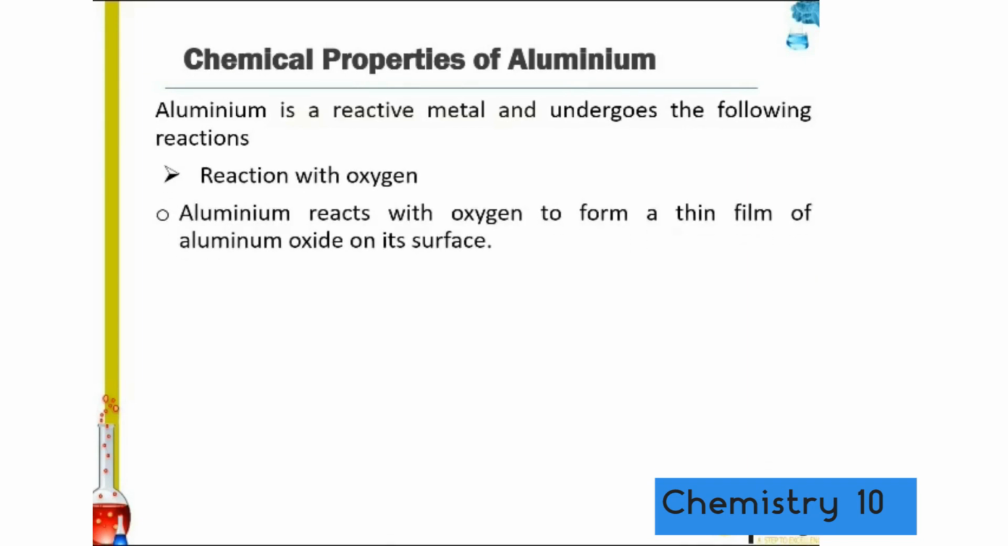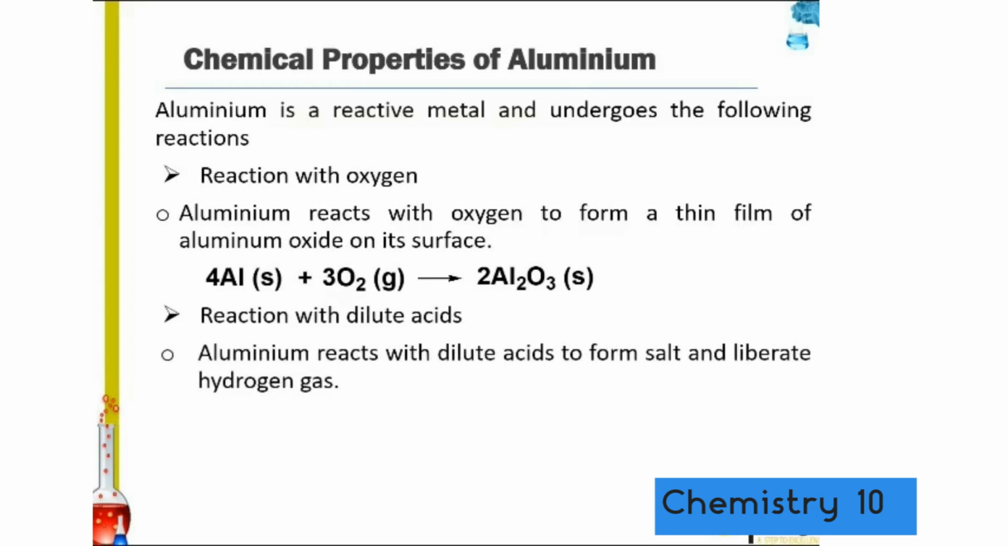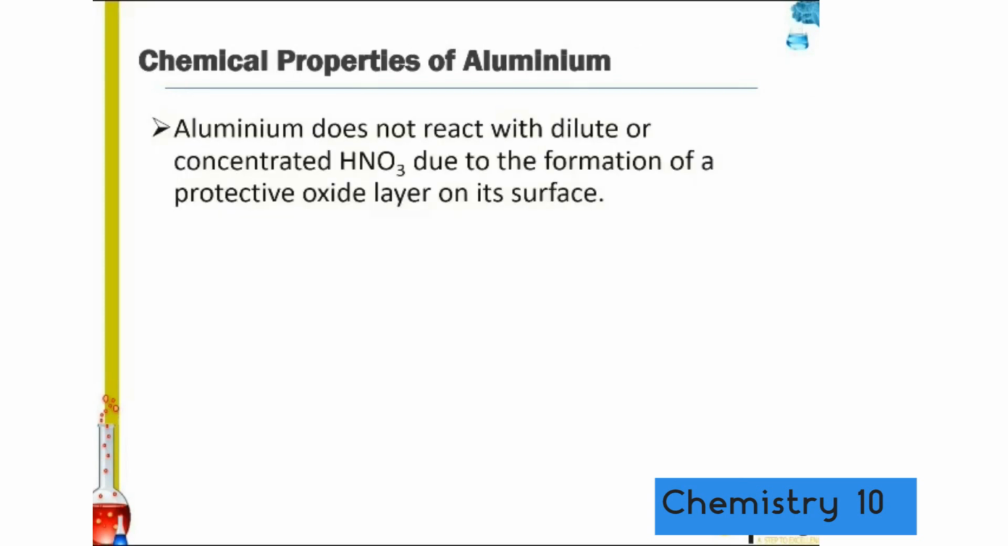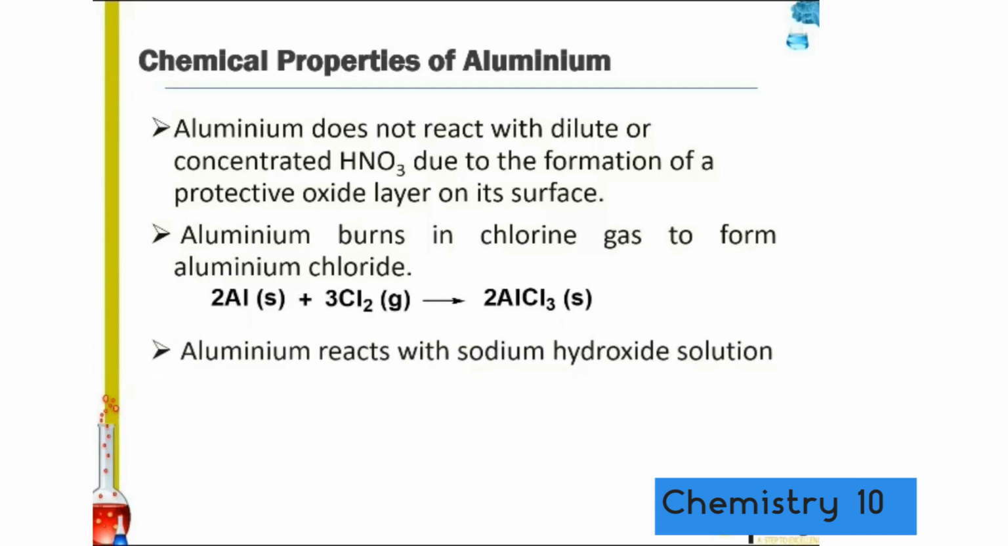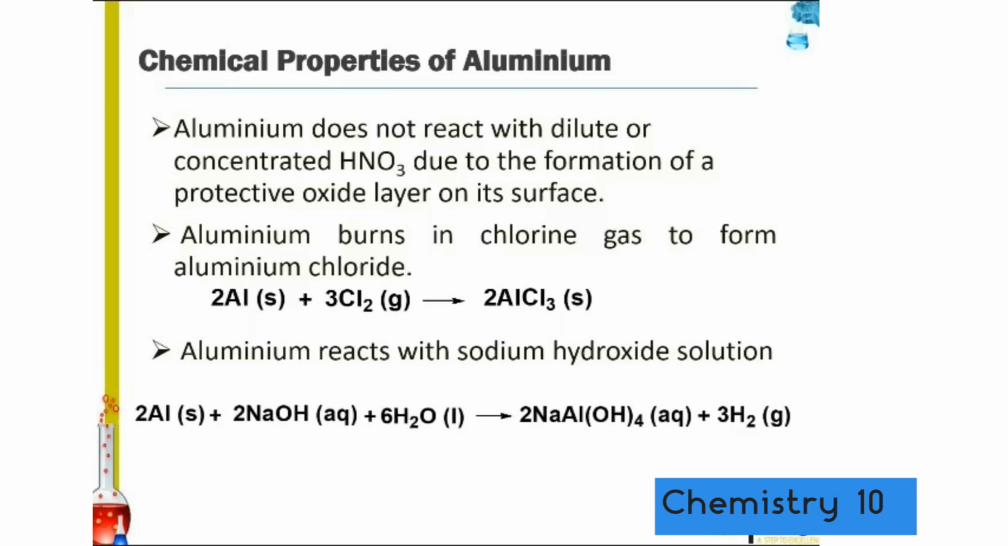With oxygen, aluminum will form a thin film of aluminum oxide on its surface. With dilute acids, it will form a salt and liberate hydrogen gas. Aluminum will not react with either dilute or concentrated nitric acid due to the formation of that protective oxide layer on its surface. In chlorine gas, it will burn to form aluminum chloride. And it will also react with sodium hydroxide solution to form sodium aluminate and hydrogen gas.